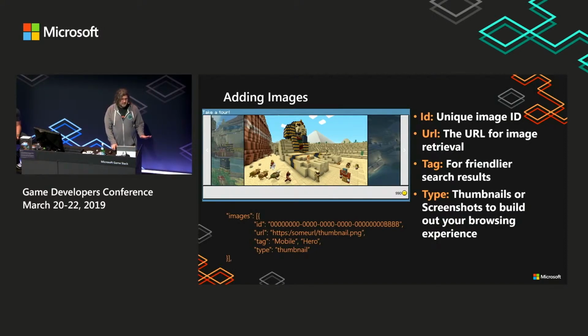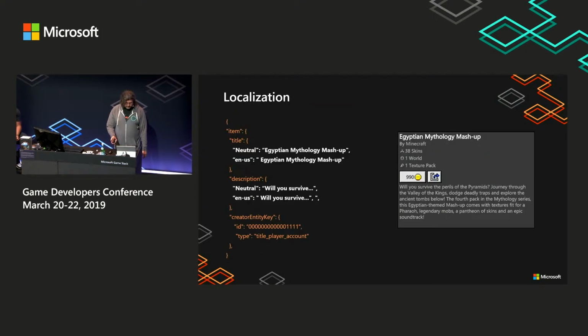Images are first-class citizens. We feel like this is really important for your in-game views and to share with your community. So there's the URLs, you can tag images, you can support thumbnails and screenshots, you can have different images for different locales or regions of your game if that's what you need. And we also support very basic localization where you can regionalize the title and description of the metadata for the UGC item.